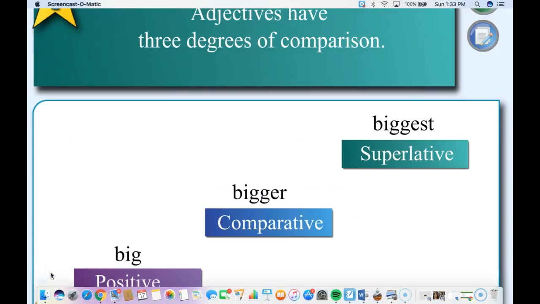Adjectives have 3 degrees of comparison. There's a positive form, the comparative form, and the superlative form. I like to think of it as a different degree of strength in the adjective. So you have something that's big, and then the comparative form is that it is bigger, and the superlative is the most extreme form of the adjective, and that would be biggest.